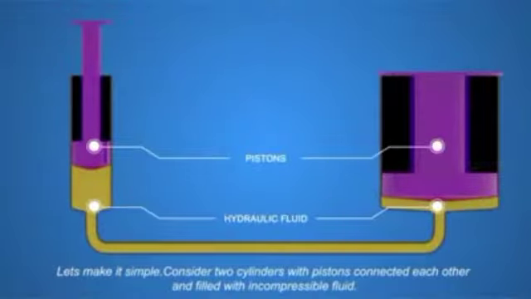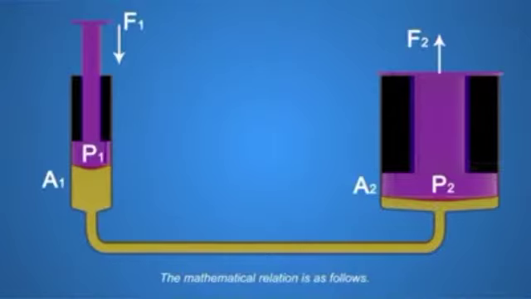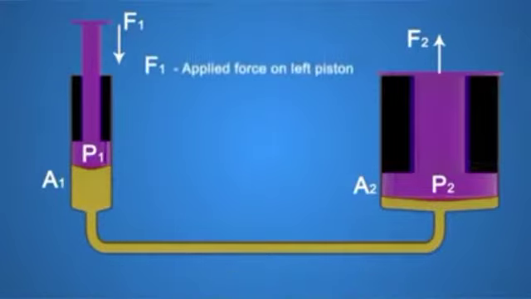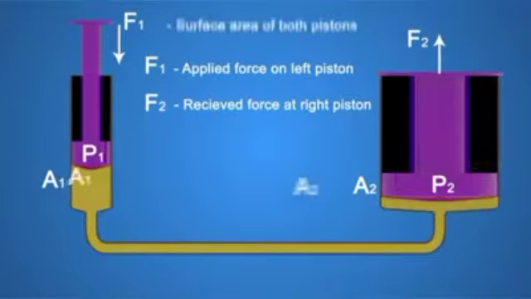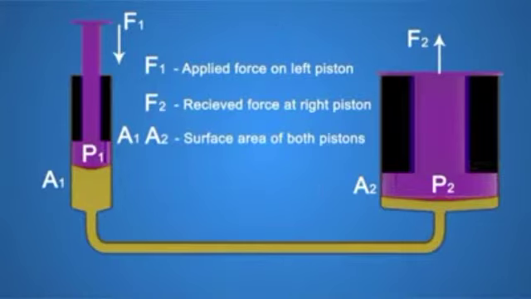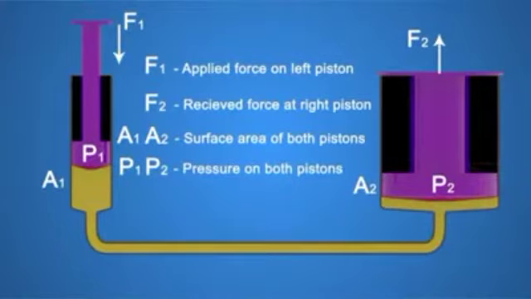Consider two cylinders with pistons, connected to each other, and filled with incompressible fluid. The mathematical relation is as follows. F1, applied force on left piston. F2, received force at right piston. A1 and A2 are surface areas of both pistons. P1 and P2 are pressure experienced by both pistons.